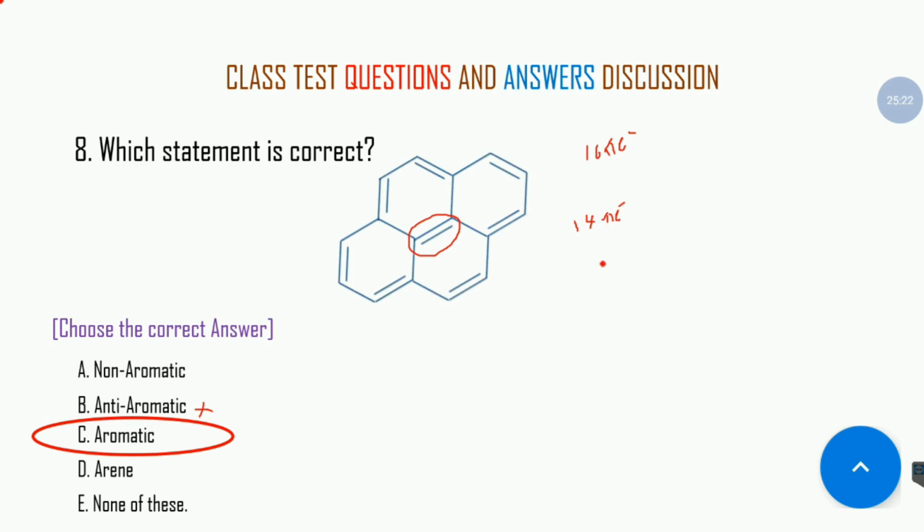Okay, understood? Actually, this is an exceptional case for anti-aromatic compounds. It totally looks like an anti-aromatic compound, but it becomes an aromatic compound. So this one is a tricky question. You have to remember this. If you have this type of compound in your exam, it's pyrene, so your correct answer has to be aromatic compound. Understood? Okay, next question number 9.